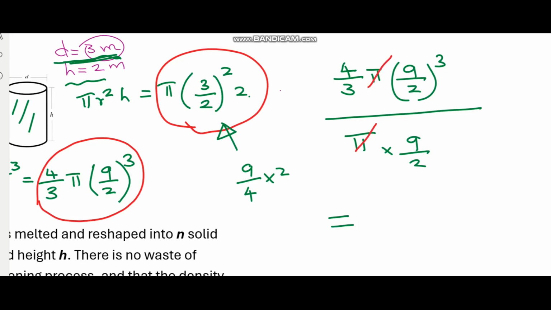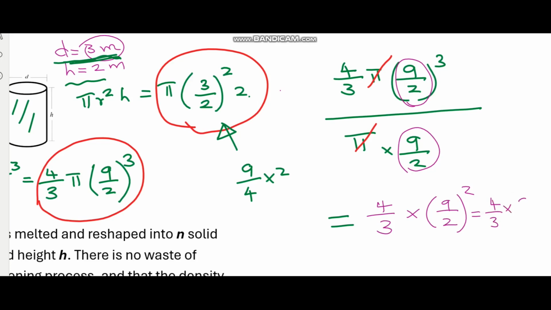If we think of 9 over 2 as one entity, 4.5, we are dividing the cube by one of those, so what we get is 4 over 3 times 9 over 2 squared. Let's work this out. 4 over 3, 81 over 4. So 4 and 4 cancel out. 81 over 3 is 27. So we can make 27 cylinders like this.